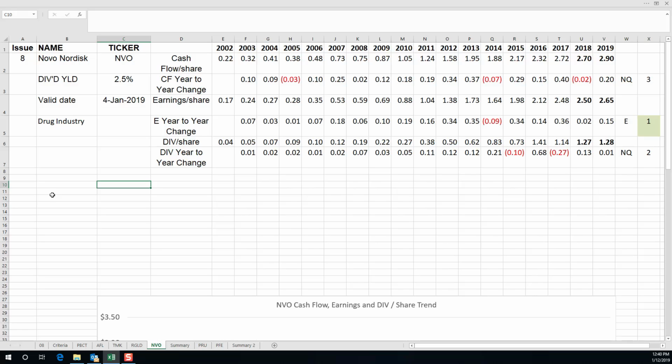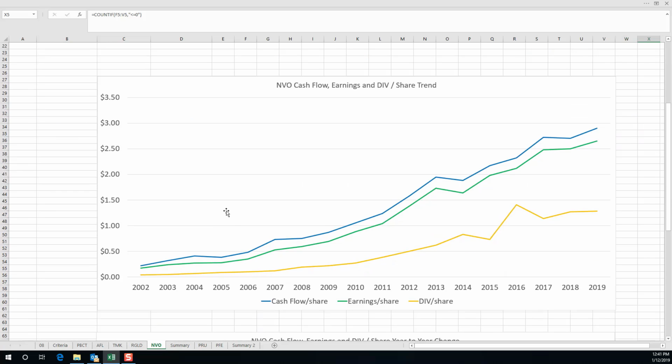Novo Nordisk. Now we're in the drug industry, and Novo Nordisk comes in. They're at 2.5% yield, so they're just below that average at 2.6. And they are qualified as an E1. All right, so qualified as an E1. And we see what that looks like.